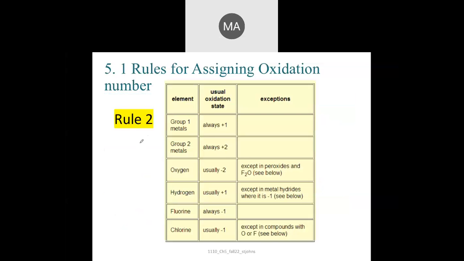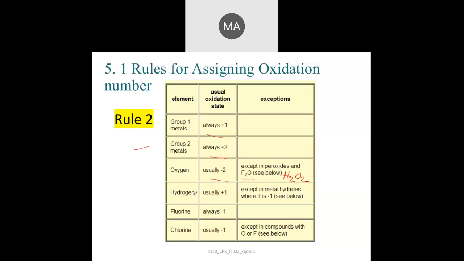Before going to practice, let's see rule number 2. Group 1 metals are always +1. Group 2 metals are always +2. Oxygen is usually -2, except in peroxides, for example H2O2, or in F2O, where the oxidation number for oxygen changes.